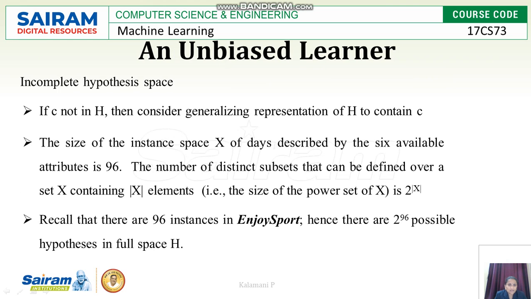For incomplete hypothesis spaces, if C is not in H, then consider generalizing the representation of H to contain C. The instance space X of days described by 6 attributes has 96 instances. The number of distinct subsets that can be defined over a set X containing |X| elements is the power set of X, that is 2 to the power |X|. So there are 96 instances in the EnjoySport task, and 2 to the power 96 possible hypotheses in the full space. We should take everything, then only we'll get the correct target function.